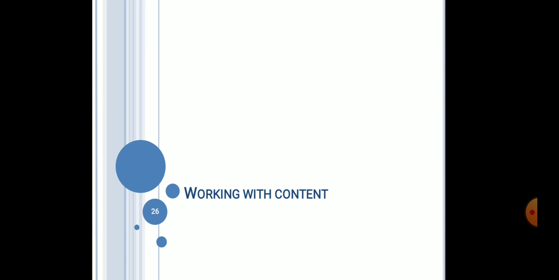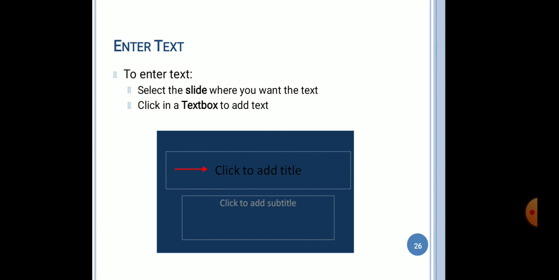Okay, then dear students, we are covering our next content, that is how we can work with content in MS PowerPoint. So dear students, here first of all we have covered how we can enter the text. To enter the text, first of all select the slide where you want the text. Then click in a text box to add the text. Okay, this is the way how we can enter the text.